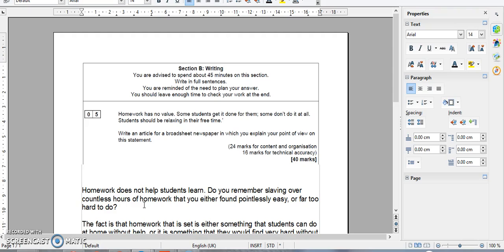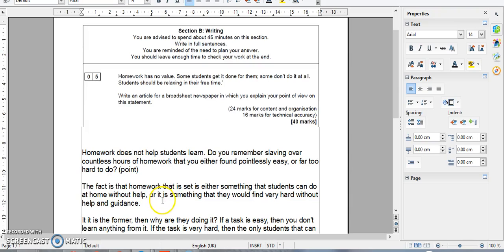And you'll notice my point here is not that homework has no value. It is that homework does not help students learn. So I'm arguing for the case that homework has no value, but I'm breaking it down. I'm looking at why homework has no value. So in this case, it's because homework does not help students learn. So that's my point. Now obviously I can't just have that on its own. On its own it's not particularly persuasive. I need to find evidence to back that up.